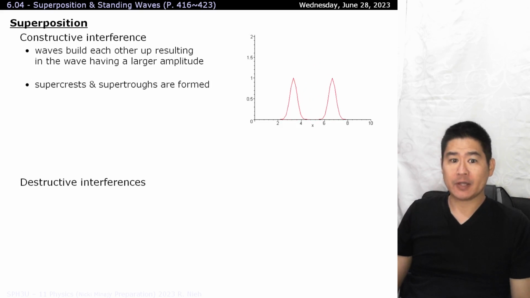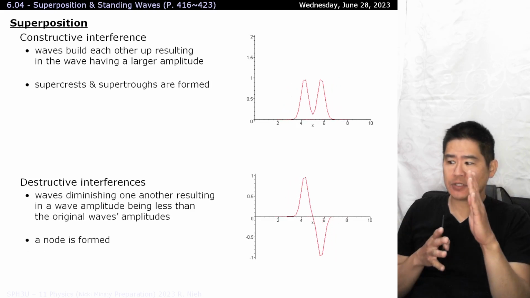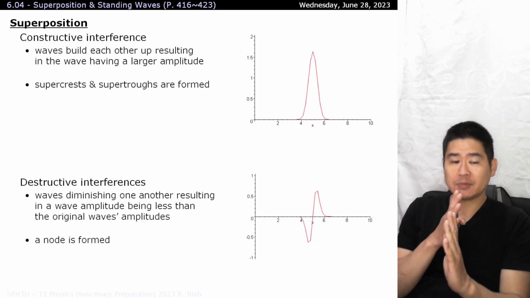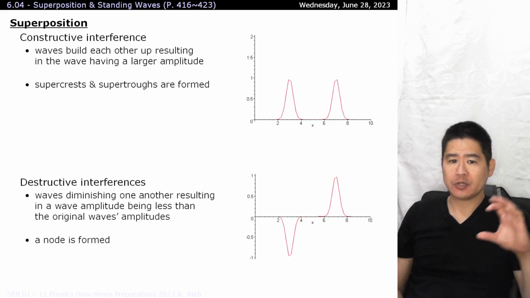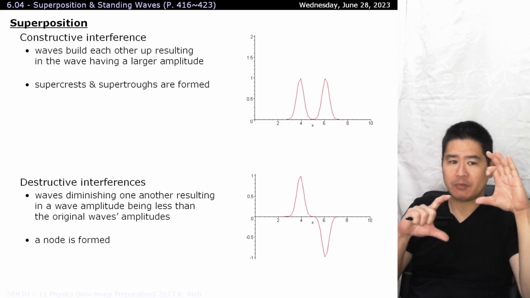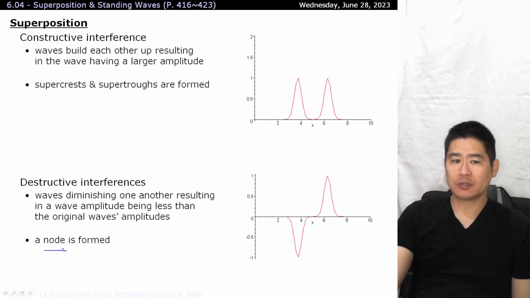Well, what if you have a crest and a trough interacting with each other? You end up getting something known as destructive interference. You can see that these two waves come together and then they seem to cancel each other out. And that's because they are adding on top of each other. So a positive impulse plus a negative impulse will sum to a net value of 0. And the moment it goes to a net value of 0, it's known as a node. And that's what's being formed right here during the animation.